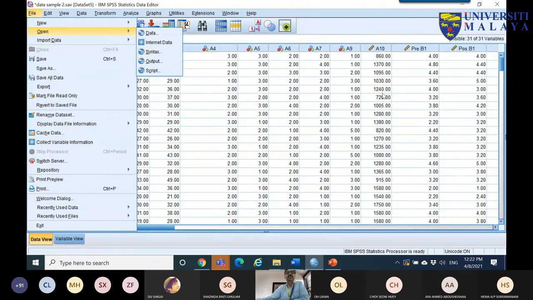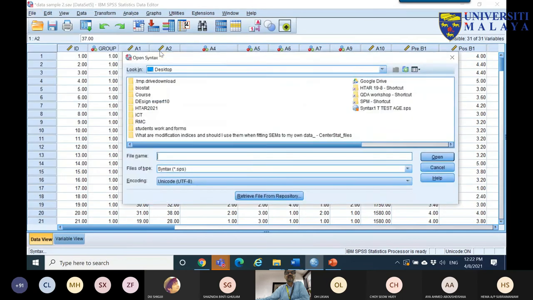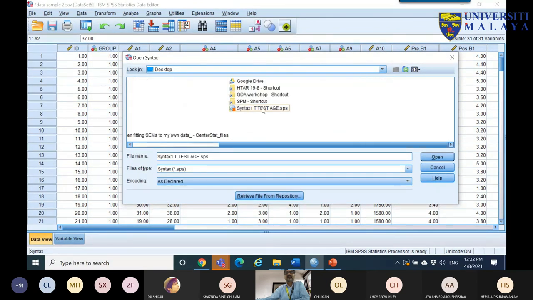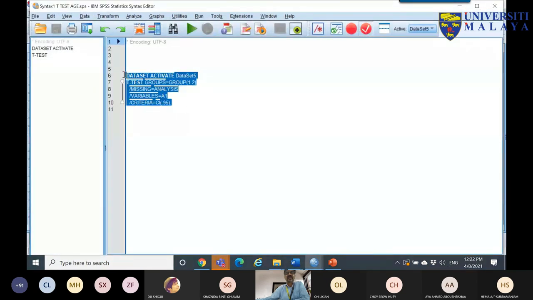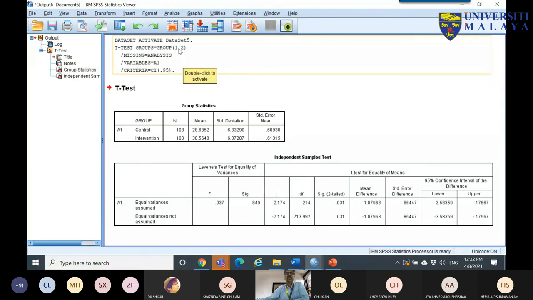Suppose that I add some new cases, I clean my data, and I have to repeat the whole analysis. So what shall I do? I open data, syntax. I open the syntax, select it and run it. So you don't need to be worried, because remember, this is the history of your work.